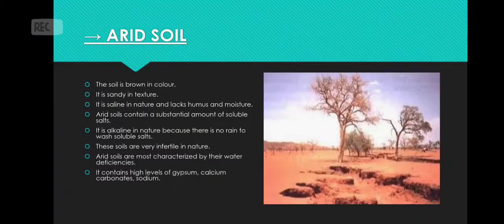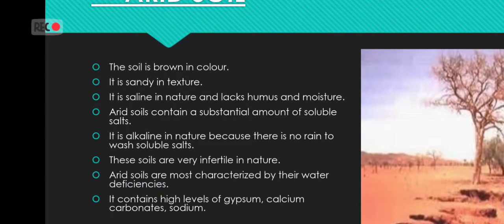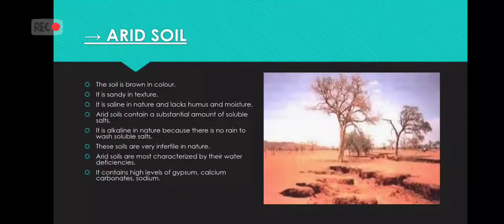Now we will see arid soil, which can be found mostly in Rajasthan. The soil is brown in color and sandy in texture. It is saline in nature and lacks humus and moisture. It means that the salt content is very high and it lacks humus and moisture.